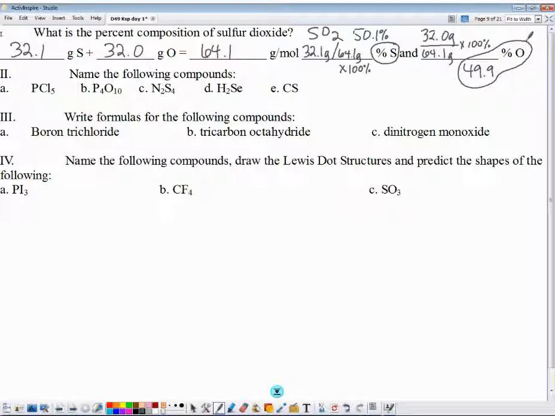All right, so I need some help, Lauren. What is the name of PCl5? Phosphorus pentachloride is the name of PCl5. Okay, so I'm going to bring that one down here. I'm trying to give some space, and then I'll have to erase.